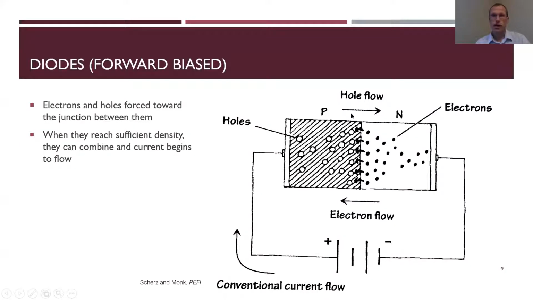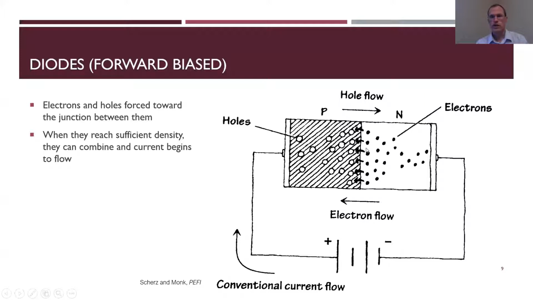So as I mentioned, for diodes, you have a p-type semiconductor matched up with an n-type semiconductor, kind of placed back to back. And so what happens if I add a voltage source to this? The positive side is essentially going to attract the electrons.